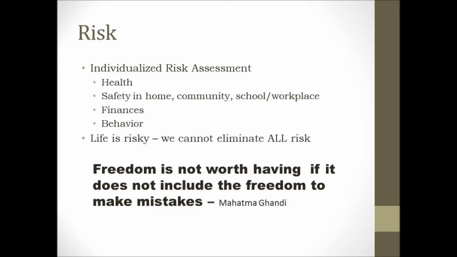The nature of an individual's disability may increase the level of support required to perform certain tasks. This level of support is determined by the completion of a risk assessment. During a risk assessment, the treatment team looks at domains such as health, safety in the home, safety in the community, safety in school or workplace, finances, and behavior to determine what level of support is needed for the individual to safely navigate specific settings or situations. This is based on the individual's need. Blanket restrictions cannot be implemented.